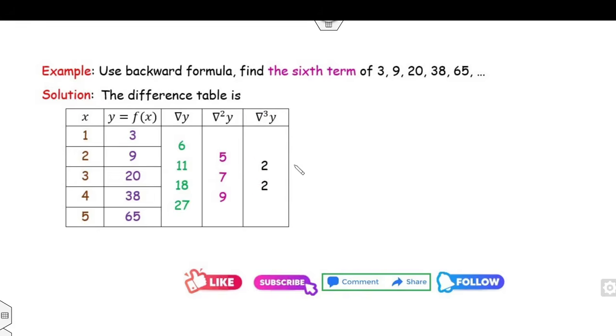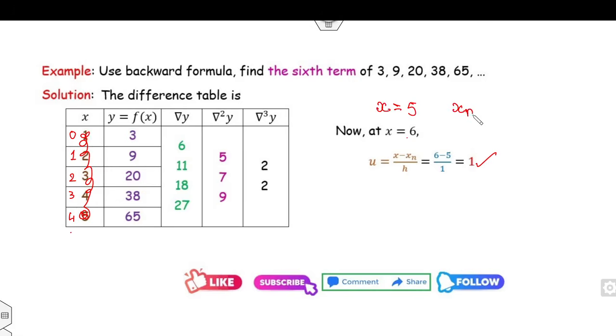I can stop there. What is my u? x minus xn over h. My target is to find the sixth term. So x will be my 6. xn will be my last quantity, 5, divided by h, which is my 1. So u will be my 1. Remember, if you take x as 0, 1, 2, 3 and 4, then your sixth term x will be 5. Your xn will be 4. Then again you can see u is again 1.